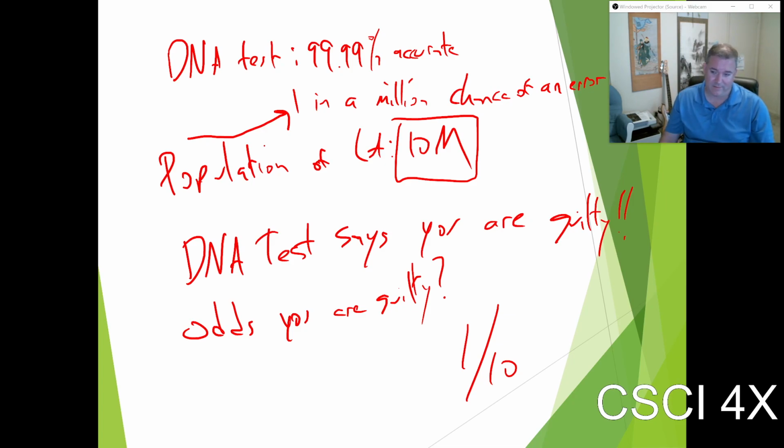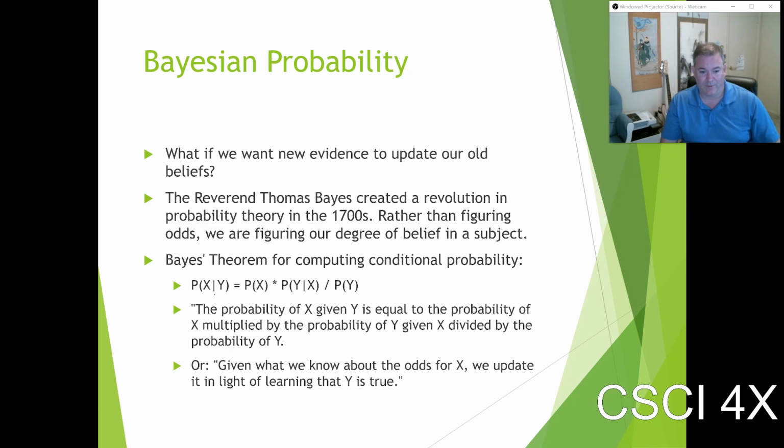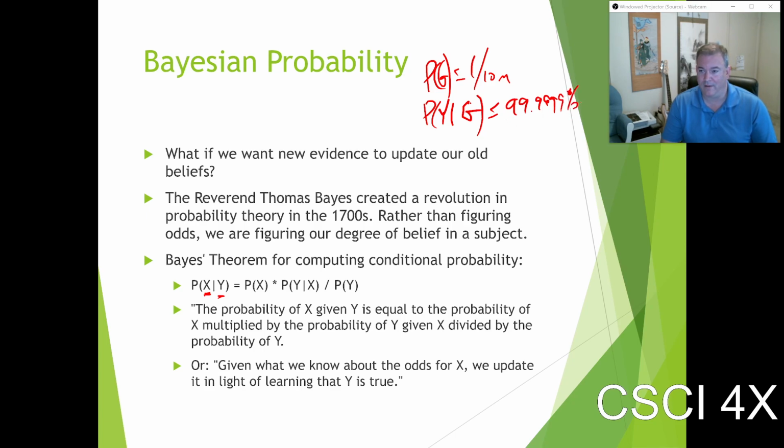Right? So Aaron, do you understand? The probability that you're guilty given a positive test is equal to the probability that you're guilty, the prior probability, which is 1 out of 10 million, times the probability that you get a positive test if you are guilty, which is like 99.9999%, close enough to 1, divided by the probability of a positive test.